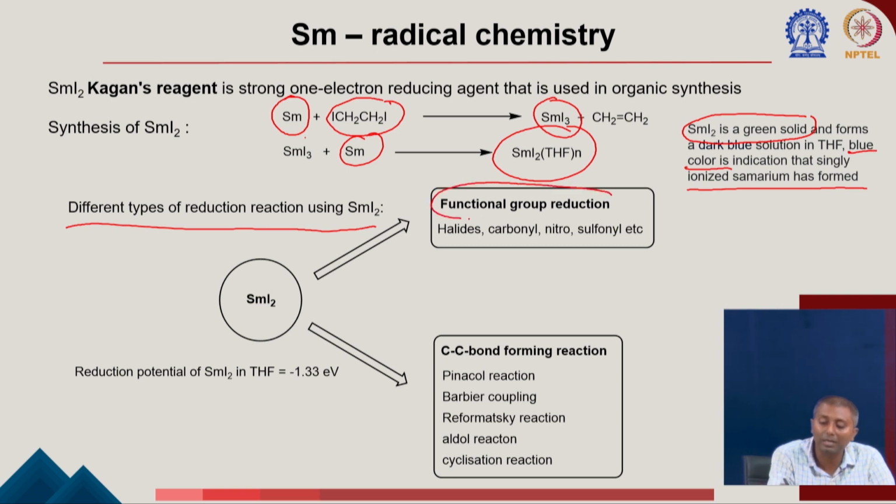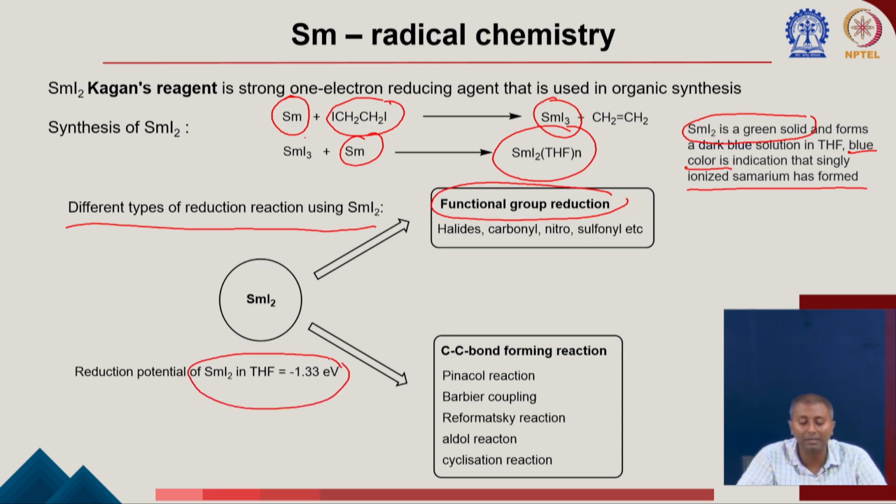There are different types of reduction reactions using samarium iodide, and we can talk about functional group reduction. That means you start with different functional groups like alkyl halide, carbonyl group, and the corresponding alkyl nitro, and these can be reduced because it has a wide range of reduction potential. The reduction potential using THF is minus 1.33 electron volts, but this is not the limit for samarium iodide. It can go up to 2.6 or even 3 electron volts if you change the additives and the solvents.